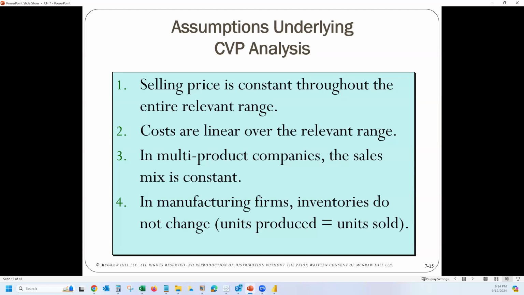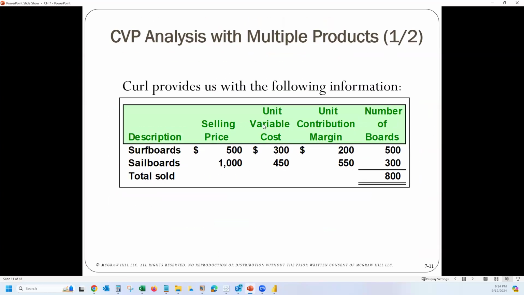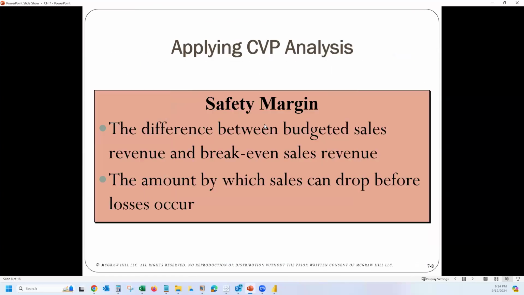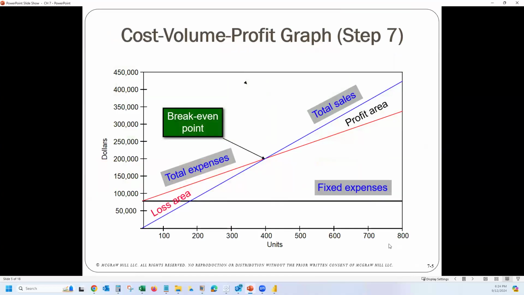Costs are linear over the relevant range, which means the variability of cost is linear within the relevant range. So the relevant range is what I explained in the graph earlier, which is between the 0 point and then the 800 units that must be sold, okay, the relevant range.